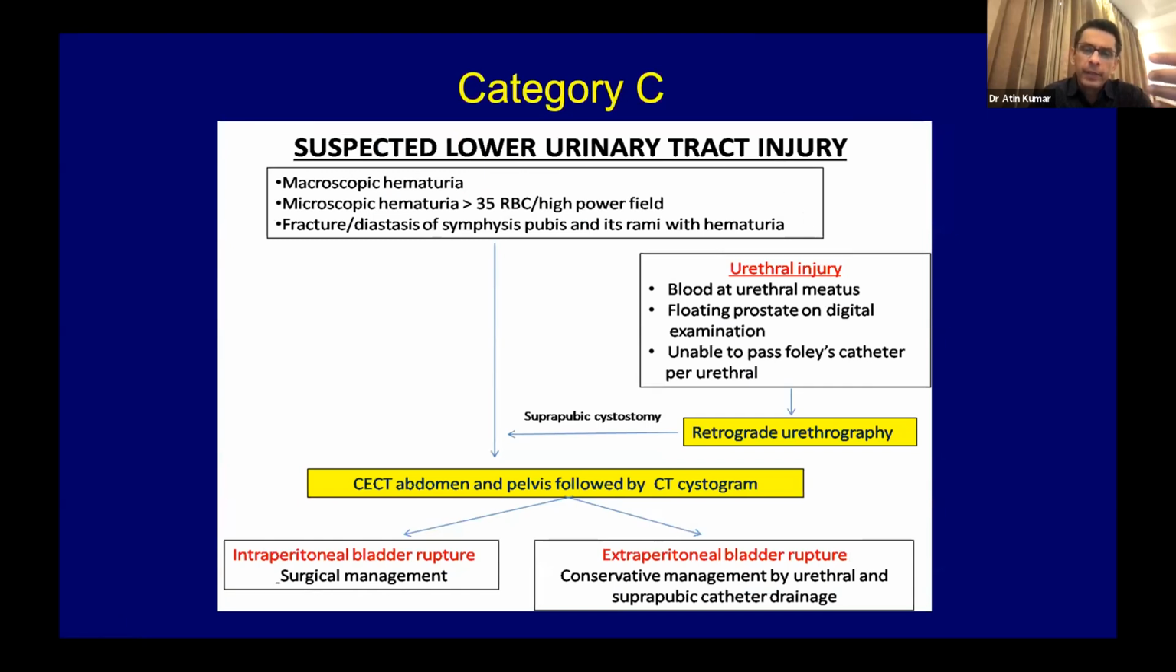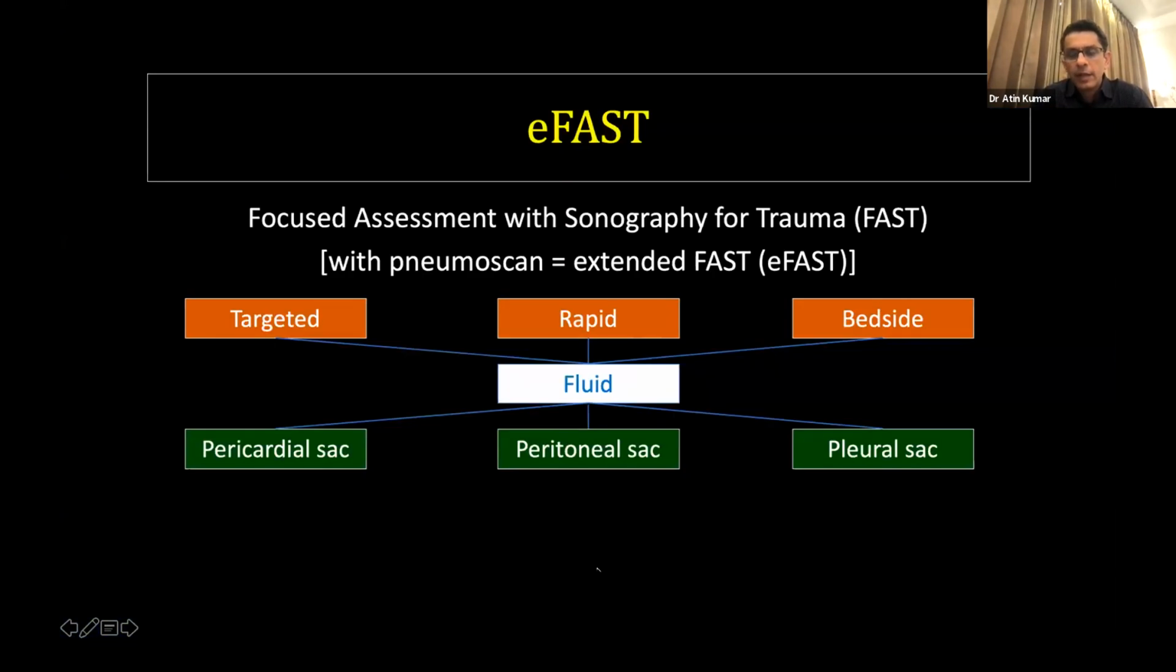The category C is actually a stem out of category B, a special category of patients in which we suspect a urinary tract injury. Basically, these patients, if we are suspecting a urethral injury by having blood at the urethral meatus or a floating prostate on digital examination, should undergo an RGU first, and if it shows a urethral injury, should undergo a suprapubic cystostomy. If the RGU is clear, then a urinary catheter per urethra is put in, and the CT of the abdomen and pelvis is followed by a CT cystogram in these patients to rule out a bladder injury. And depending upon the findings, the patients are further managed.